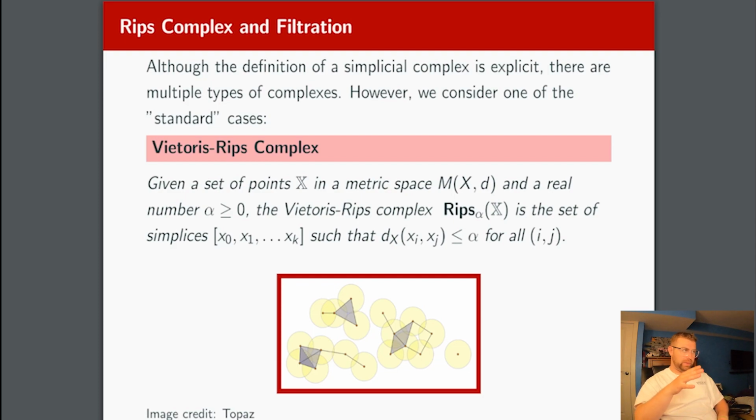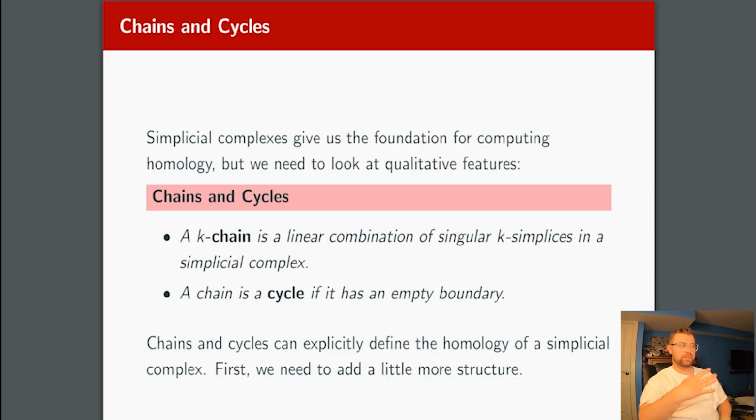We're going to look at something a little different, but these will become apparent in a sec. We're going to look at chains and cycles. In general, a k-chain is just a linear combination of k-simplices, and a chain is a cycle if it has an empty boundary. Chains and cycles are used to explicitly define homology on simplicial complexes, which is great, and now I'll show you how they define that homology. Here's a quick example.